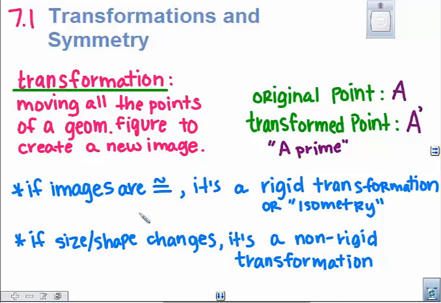Okay, if your image, once it's transformed, is congruent to the original one, that means it's kept its same size and shape, it's just in a new location, that's called a rigid transformation or an isometry. Okay, if the size or shape changes, this is a non-rigid transformation. And we're not going to really be dealing with many of those until later in the year. Right now we're going to be focusing on isometries.